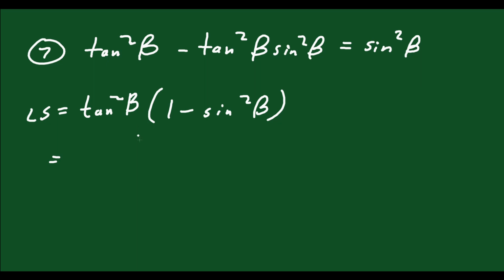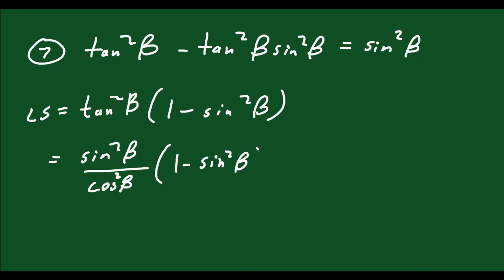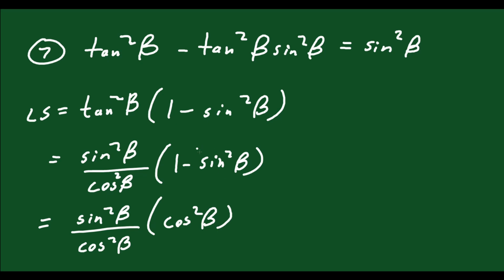Tan squared beta is just equal to sine squared beta over cos squared beta, right? And then from there, what's on the inside of this bracket? Well, from Pythagorean identity, that's just cos squared beta, right? So you get sine squared beta over cos squared beta times cos squared beta, right? Because that's equal to that. These cancel, and you're left with sine squared beta. That's equal to your right side, right? You get the same thing here as here. Okay, one final question.